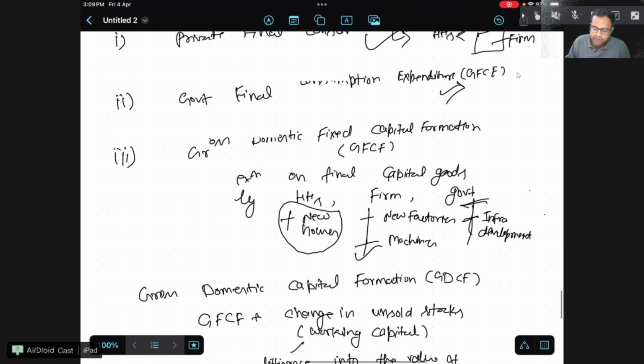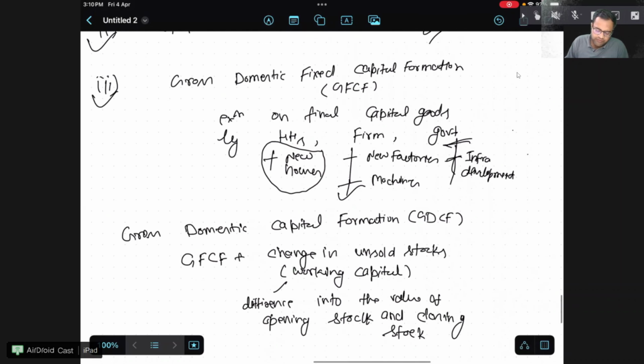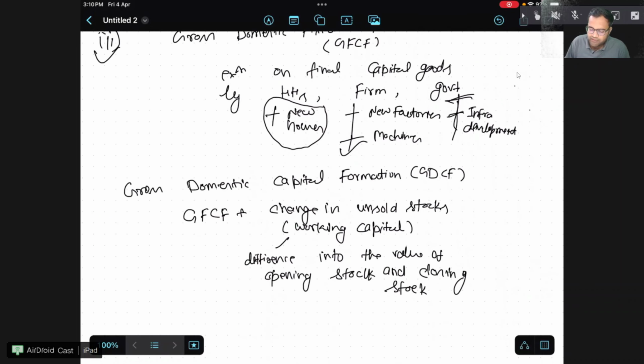A new topic after the expenditure on the final goods coming from any firm, the three types of expenditure. I hope you are getting the meaning. One is the PFCE, second one is the GFCE, third one is the GFCF, gross domestic fixed capital formation. Now a new one is the gross domestic capital formation.